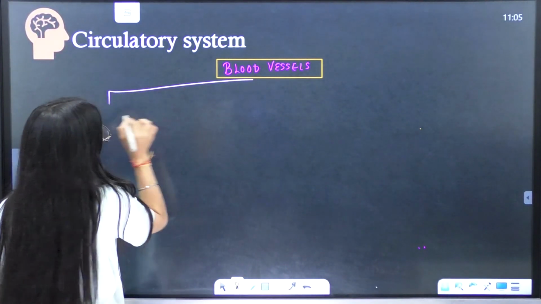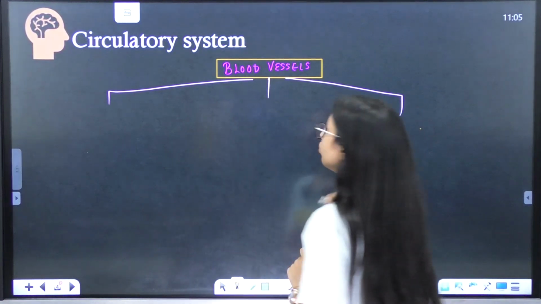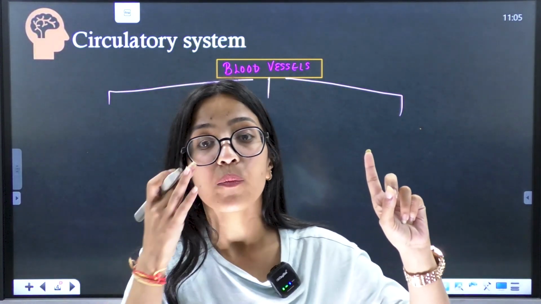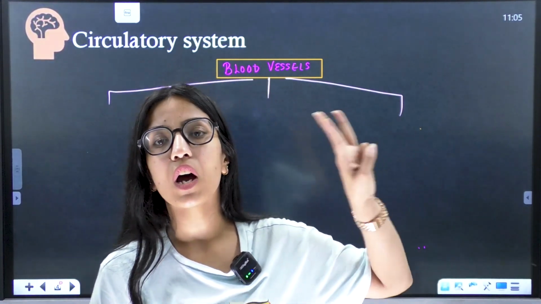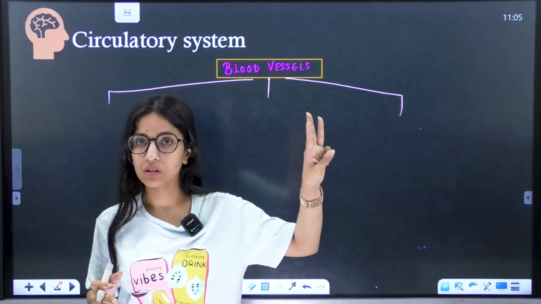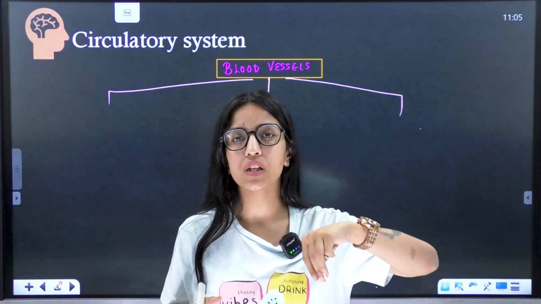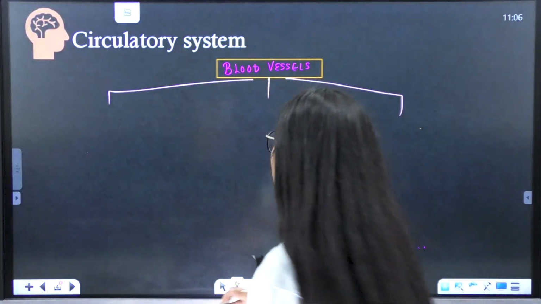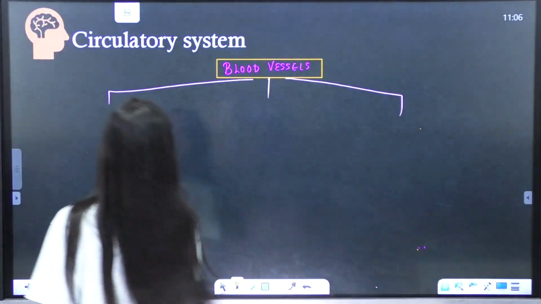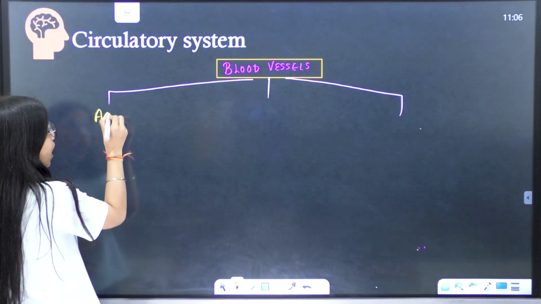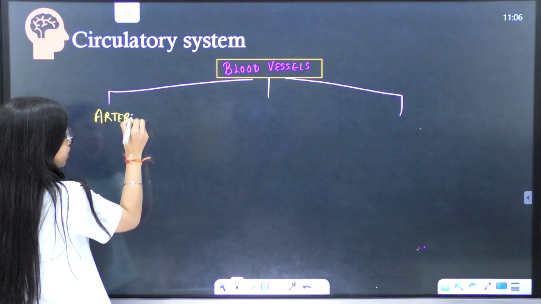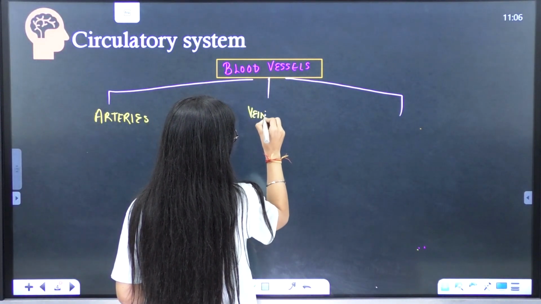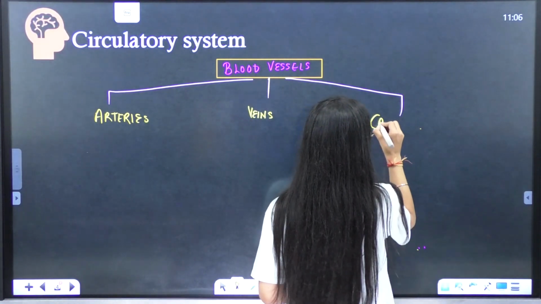When we talk about blood vessels, we have to go through 3 blood vessels, namely first being arteries, second being veins, third being capillaries. In our circulatory system also we read arteries, veins, capillaries. Clear? Okay. So moving on, we will write the name of 3 blood vessels: arteries, veins, capillaries.